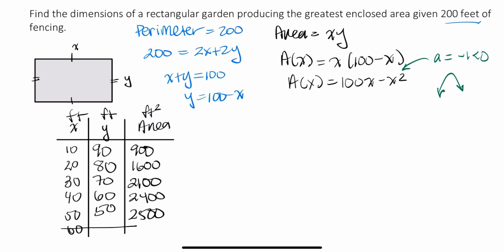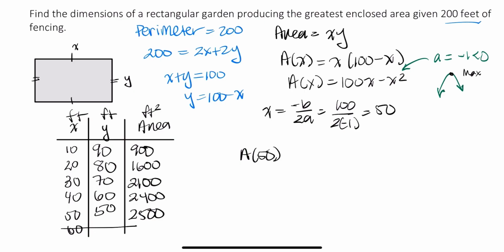So let's go ahead and find the x value of the vertex, which will be a maximum. So x equals negative b over 2a. In this case, that's negative 100 over 2 times -1. And lo and behold, that is 50. And we know that maximum area is going to be 2,500. We already worked that out here, but we can do that with this function by putting in 50. And we get 100 times 50 minus 50 squared, and you'll notice that's 2,500.